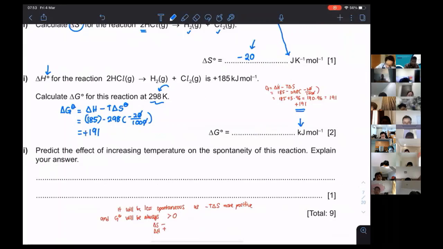So make sure you don't simply put 191. Change it to positive. Be specific, positive or negative. And involving enthalpy change, you must put positive.